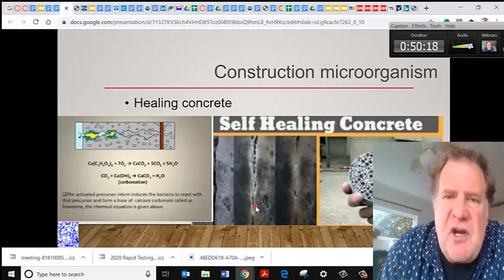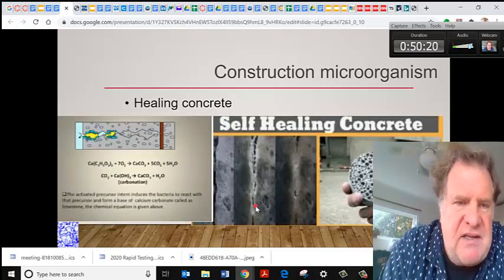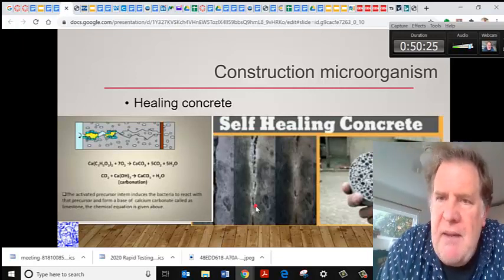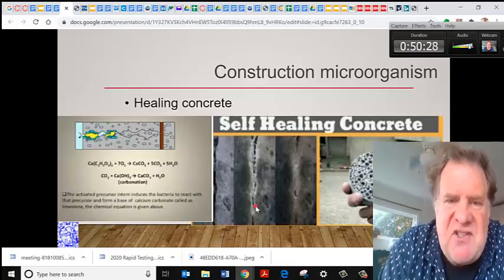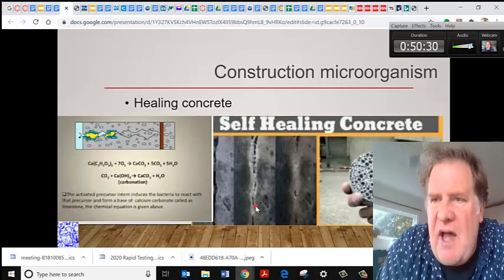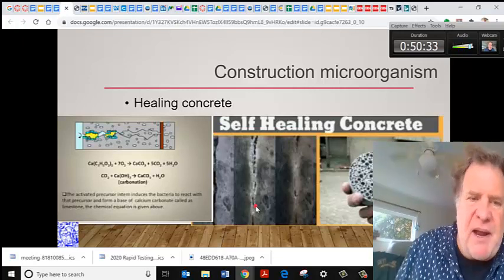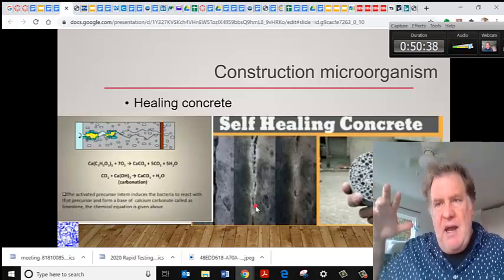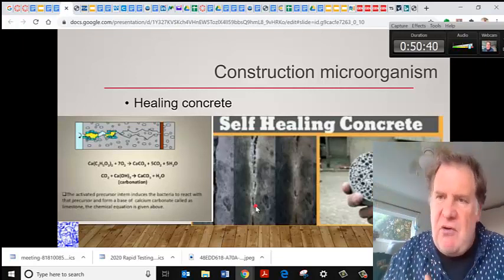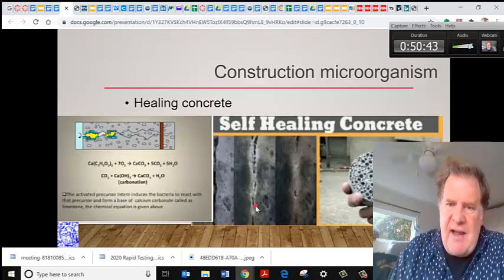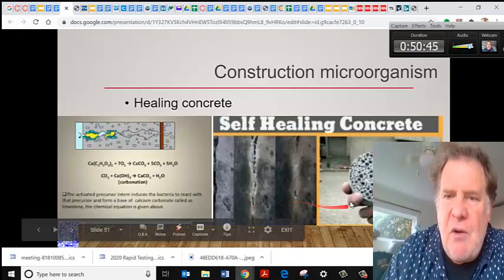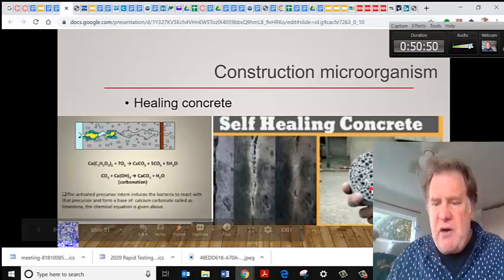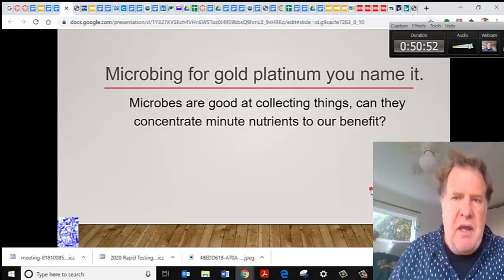Some of the construction microorganisms: actually, there's concrete that can heal itself. Microorganisms are responsible for a chemical reaction. You would get cracks in concrete, and you see that in our roads and stuff like that. But these microorganisms can actually take calcium and carbon dioxide from the atmosphere and remake that concrete. So when concrete cracks, the microorganisms in that crack can heal it. Imagine having concrete that would last essentially forever, because the microorganisms are continuously growing it.